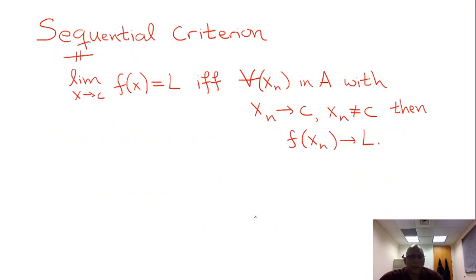One last point I'd like to make is about the sequential criterion. Remember, today we ended class with this discussion of the sequential criterion, which was a way for us to translate this condition of limits existing into a statement about sequences. We said that the limit as x approaches c of f of x is L if and only if for all sequences in A which converge to c but are never equal to c itself, the limit of f of that sequence is L.